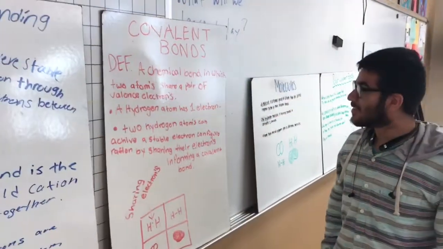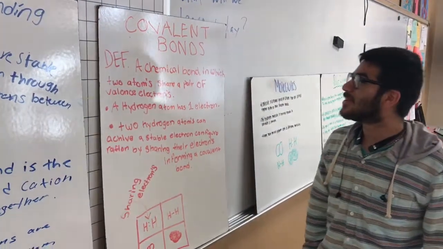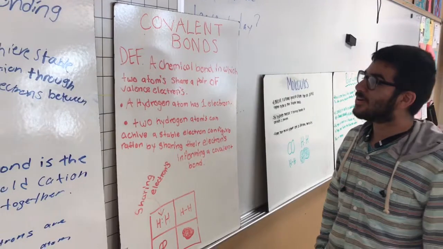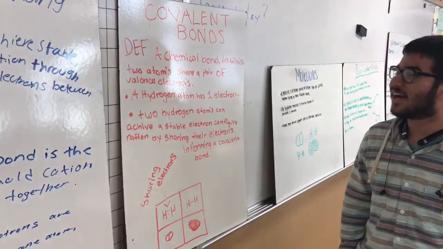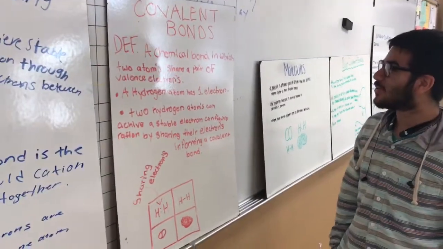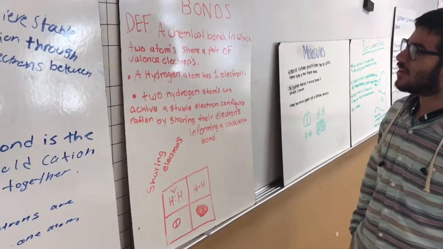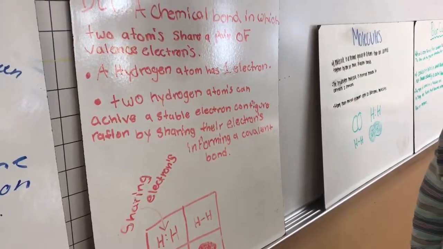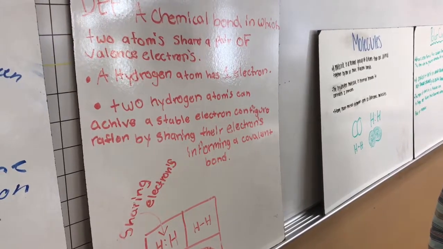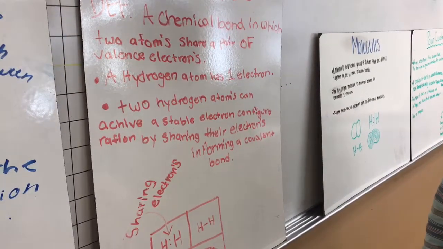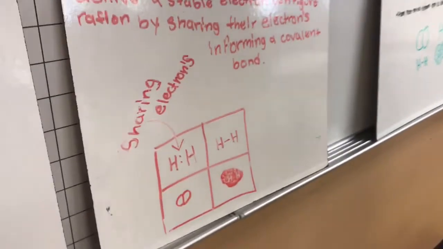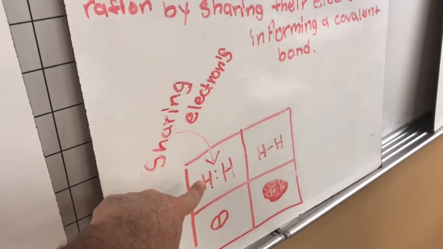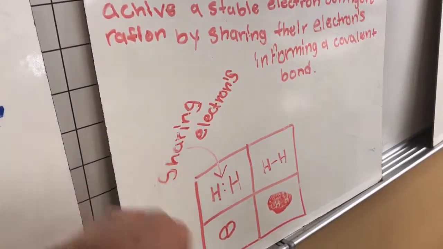Also, covalent bonds. It says a chemical bond in which two atoms share a pair of valence electrons. A hydrogen atom has one electron. Two hydrogen atoms can achieve a stable electron configuration by sharing their electrons and forming a covalent bond. Very good. So this picture right here, it shows them doing what? Sharing electrons. Very good.